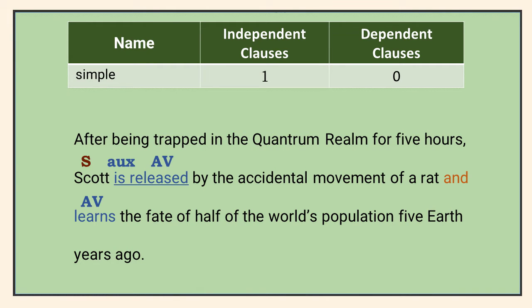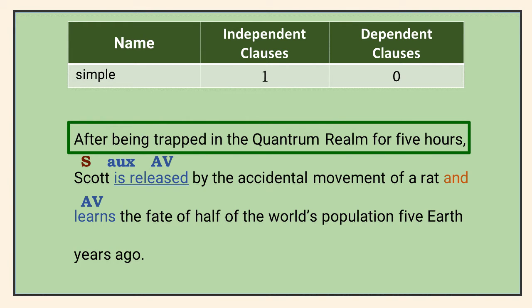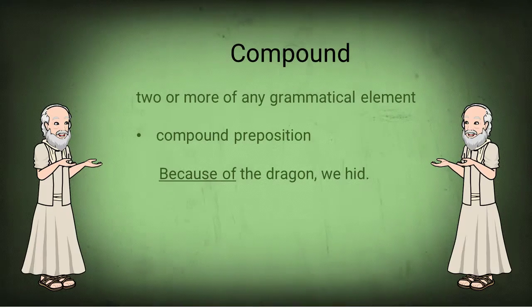Did you catch that there is one subject-verb combination, but the verb happens to be compound? Scott is released and learns. The first part of the sentence is not an adverb clause because there's no subject-verb combination. Flashback alert. Whenever you have two or more of any grammatical element, you have a compound.